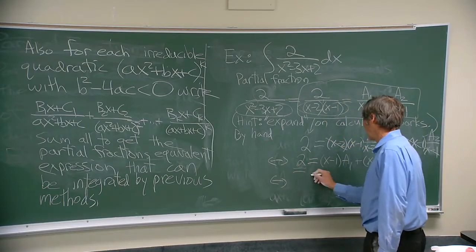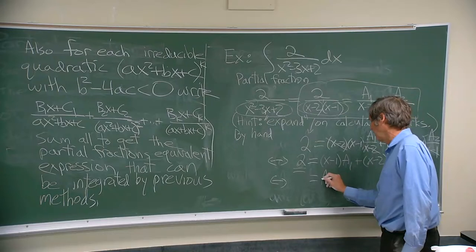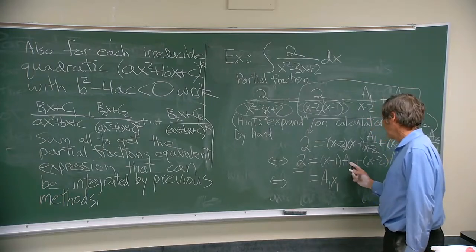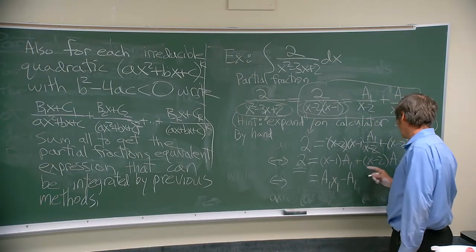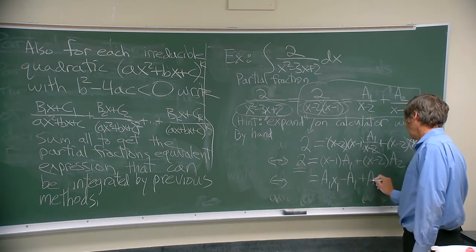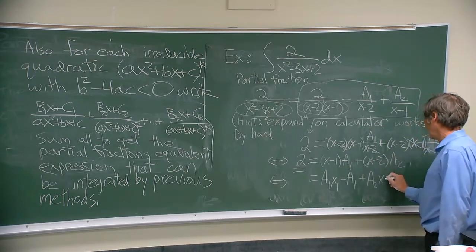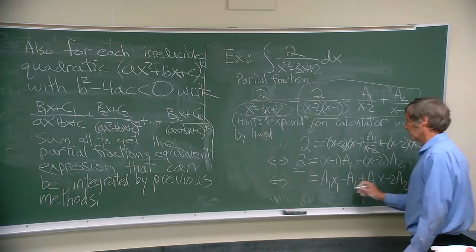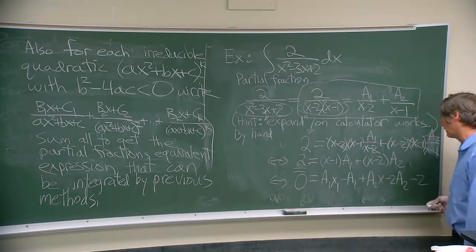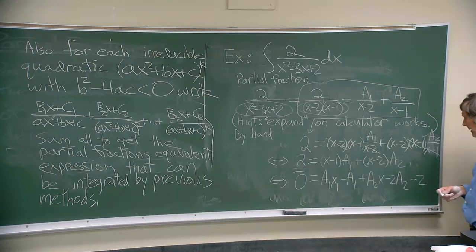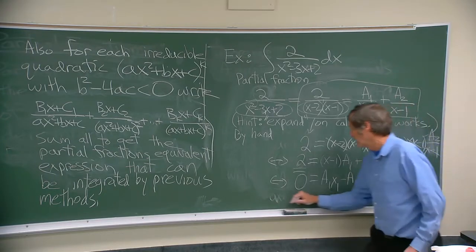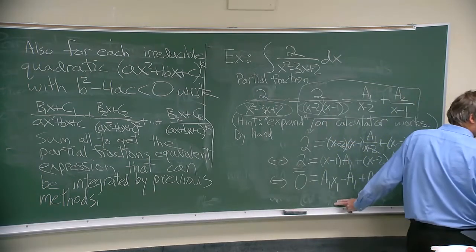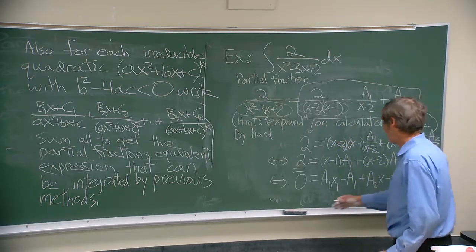So this is equivalent to, let's see, if I multiply here, x times A1 minus A1, that's multiplying that one out, plus x times A2 minus 2A2. And then I'm going to subtract this 2 over here to get 0 on the right. So multiply out and get 0 on one side. And now what you do is you group like terms.